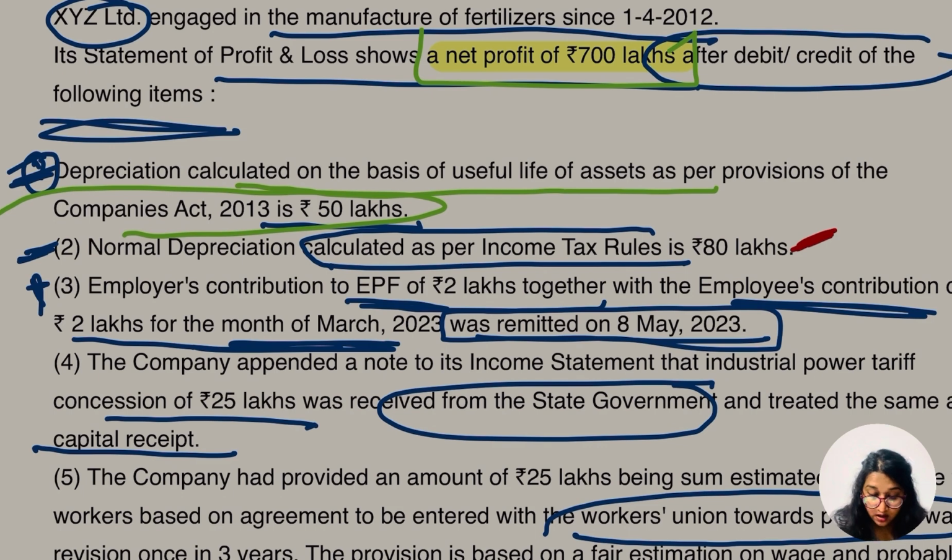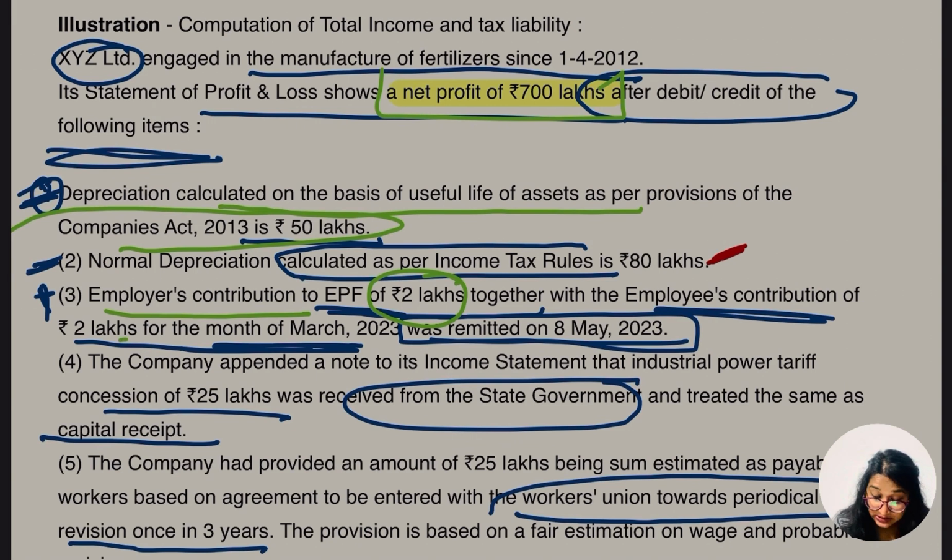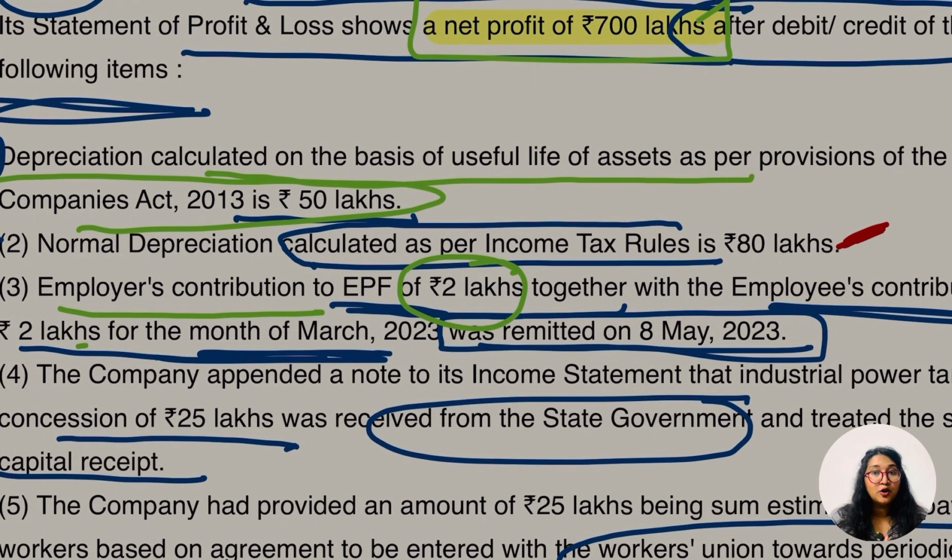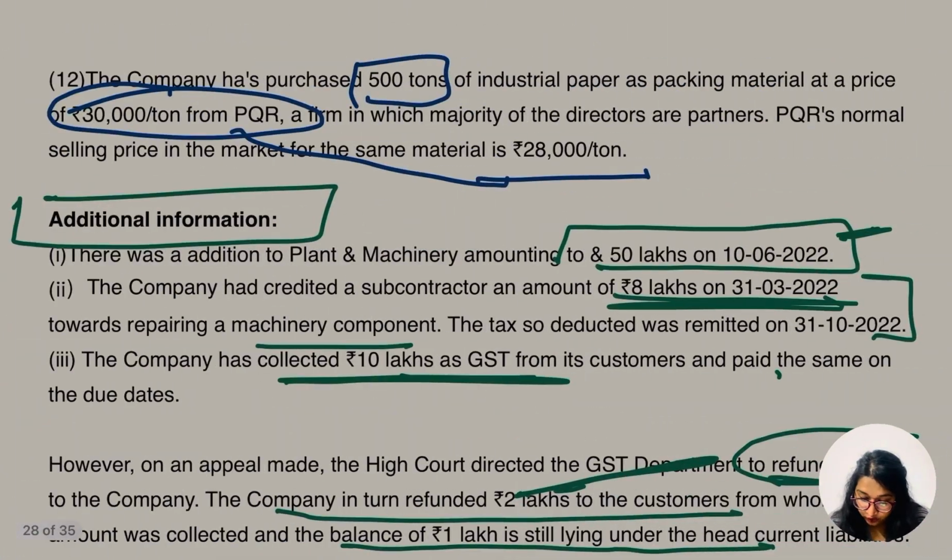Third point, where they are saying the employer's contribution to EPF of 2 lakh, together with the employee's contribution of 2 lakh for the month of March, was remitted on 8th May. This point was also in the June 2024 attempt. Almost 3 or 4 or more points are covered in this illustration. We are not going to take the employer's contribution here; we are going to take the employee's contribution.